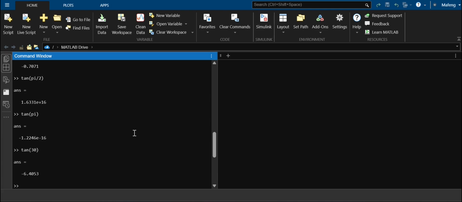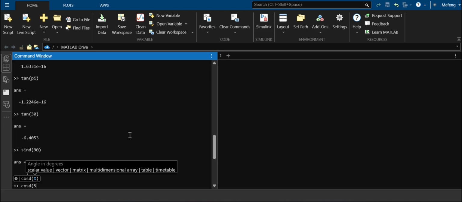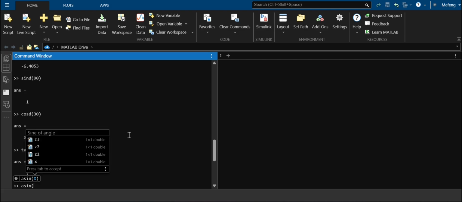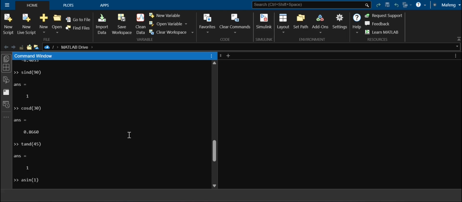If you want the degrees equivalent, it would be sind. So sind will be sin 90 in degrees. cosd would be cos 30 in degrees. The d indicates that the angle you're passing in is in degrees. Then there's also the inverse functions: arctan, arcsin, and so on.